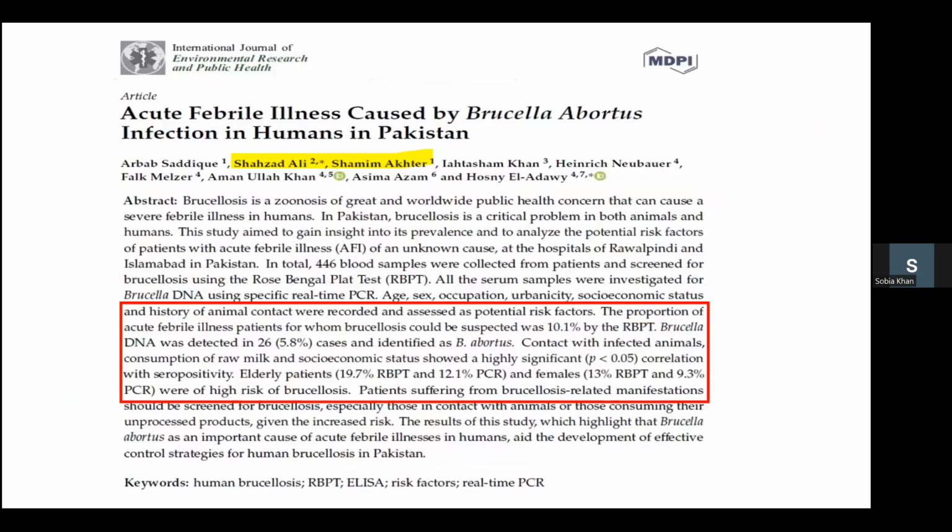Similarly, another study by the same group of people, performed in more or less the same region, the Punjab, checked seroprevalence in people with acute febrile illnesses. The proportion of seroprevalence was 10.1% by the Rose-Bengal test, which is currently the most preferred serological test. And DNA was detected, however, in 5.8% of these cases.